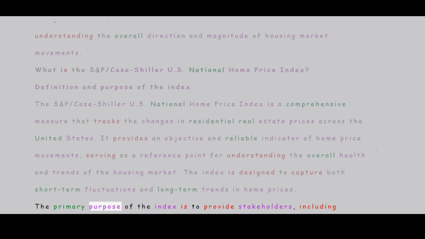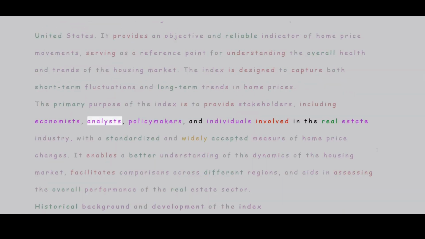The primary purpose of the index is to provide stakeholders, including economists, analysts, policymakers, and individuals involved in the real estate industry, with a standardized and widely accepted measure of home price changes. It enables a better understanding of the dynamics of the housing market, facilitates comparisons across different regions, and aids in assessing the overall performance of the real estate sector.